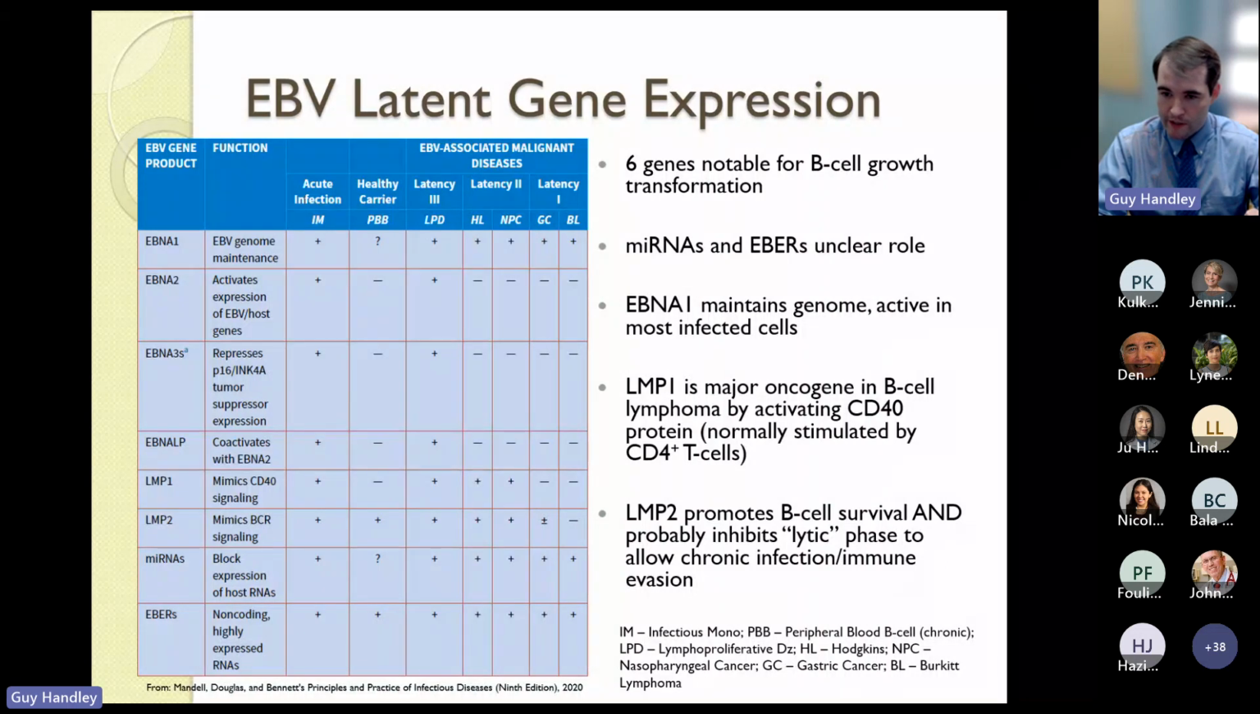Ultimately, all EBV wants to do is initially infect a B cell, drive it into a memory state, develop latency, and then remain quiescent for the rest of your life. And that's what's allowed it to spread so efficiently throughout the human population. It's what allows it to evade the immune system: it intentionally will shut down everything except EBV nuclear antigen 1 to maintain its genome. And part of that's through some of these proteins as well.